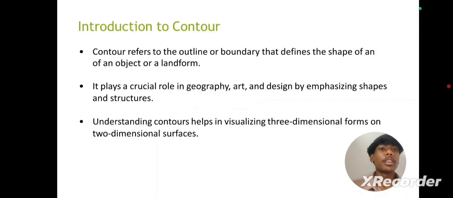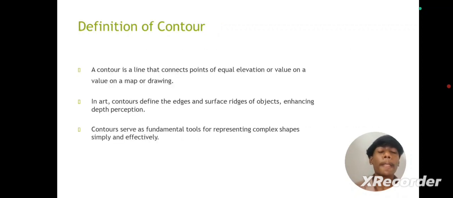Today I want to tell about contour and its characteristics. An introduction to contour. Contour refers to the outline or boundary that defines the shape of an object or a landform. It plays a crucial role in geography, art, and design by emphasizing shape and structure. Understanding contours helps in visualizing three-dimensional forms on two-dimensional surfaces.